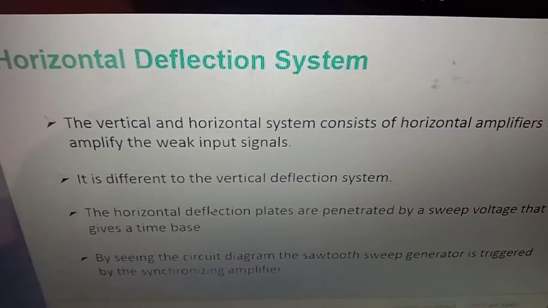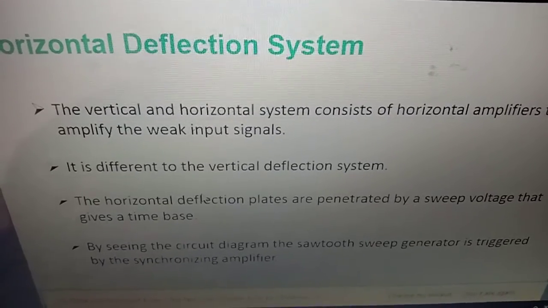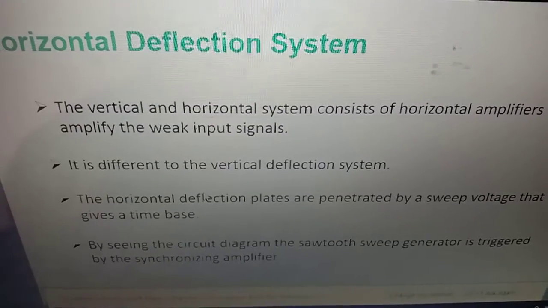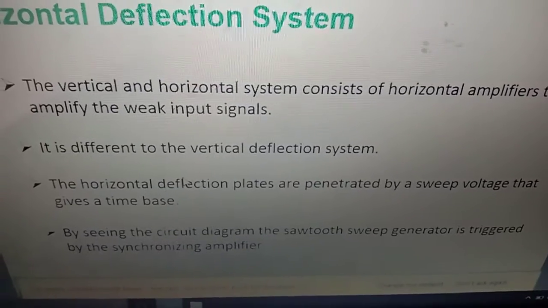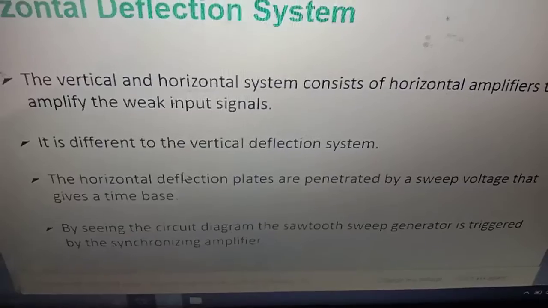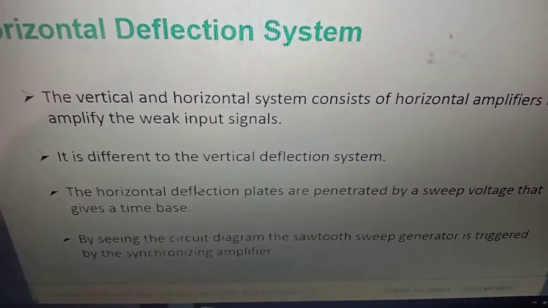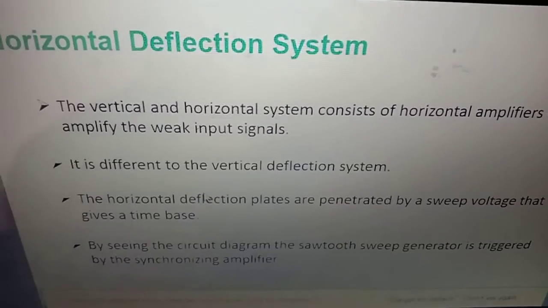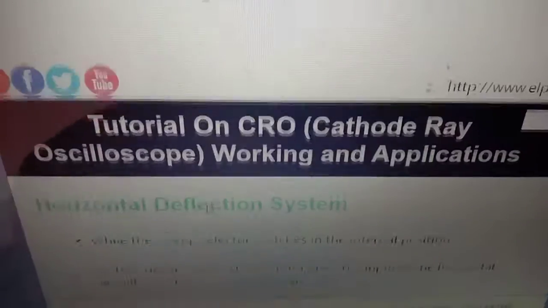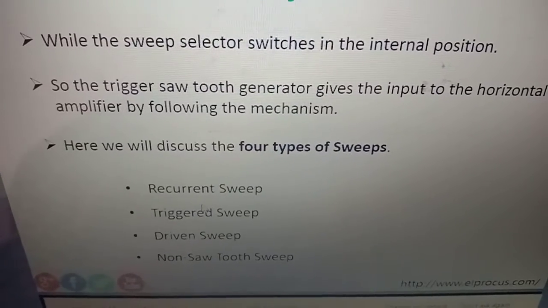The horizontal deflection system is used to apply the sweep voltage, which gives the time base. For producing the time base, the horizontal deflection plates are used. In the circuit diagram, the sawtooth sweep generator is triggered by the synchronizing amplifier. The horizontal deflection system is switched to the internal position.